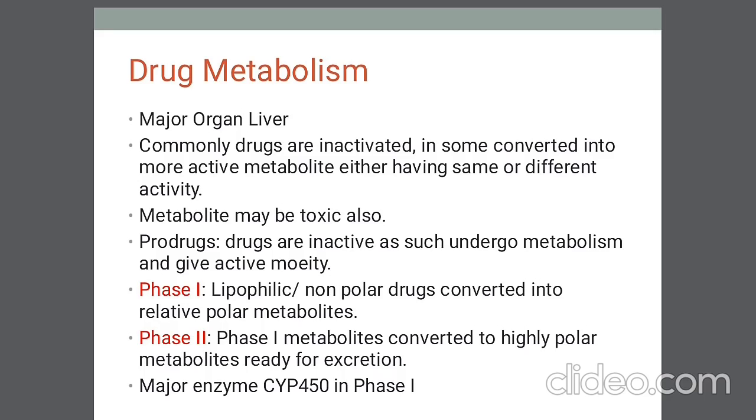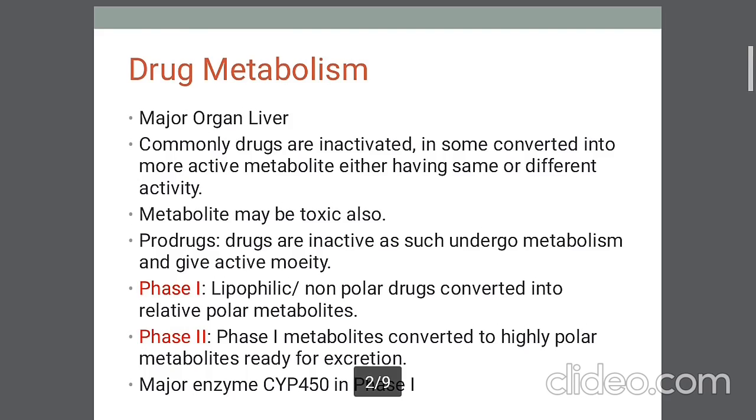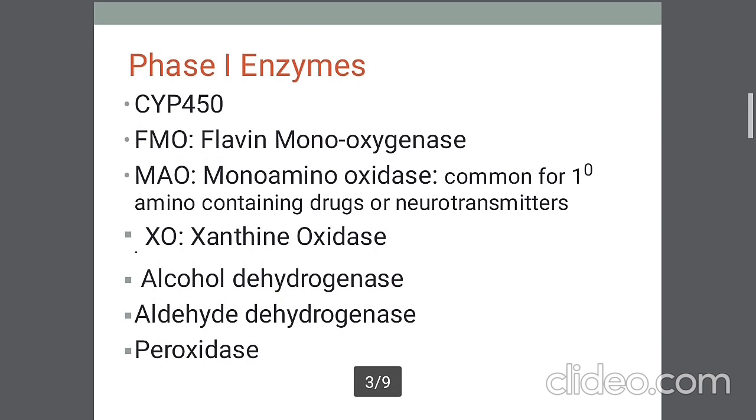So in phase 1, a relatively polar metabolite is formed. In phase 2, that relatively polar metabolite is converted to a highly polar metabolite, which is then sent for excretion to the kidney. So the major enzyme in phase 1 metabolism is the cytochrome P450 enzyme. Now this is the list of enzymes which are considered to be phase 1 drug metabolizing enzymes. As I already said, cytochrome P450 is a major contributor in phase 1. Then FMO, that is flavin monooxygenase, is also one of the phase 1 enzymes.